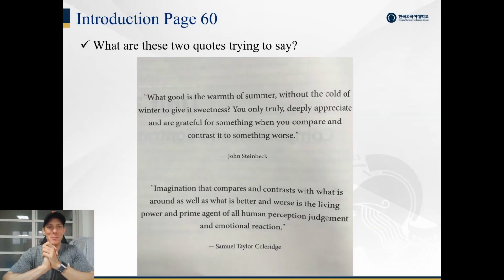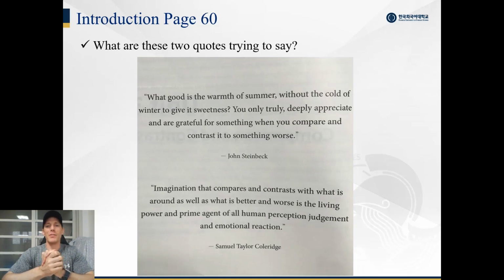So we've gone to page number 60. And what we want to do is have a look at some examples of quotes that are going to talk about maybe comparison and contrast. So when you look carefully on there, you can read them very easily. So page 60.